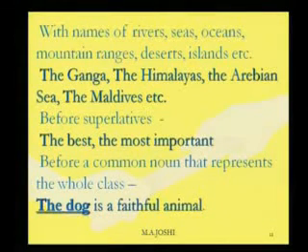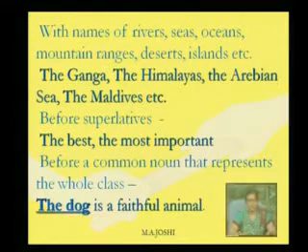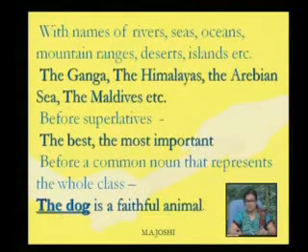At the same time, the article is used with many names of rivers, seas, oceans, mountain ranges, deserts, islands, etc. For example, the Ganga, the Himalaya, the Arabian Sea, the Maldives, these are the names under this category.